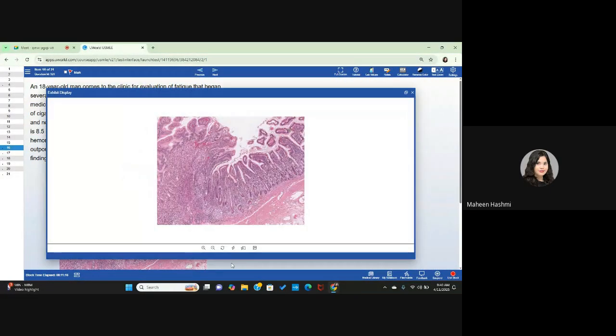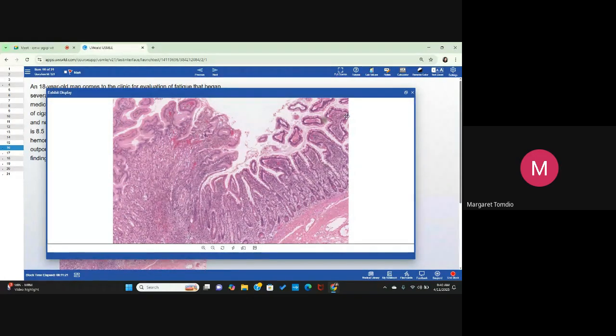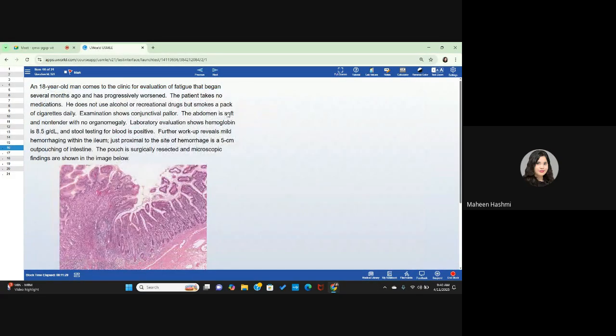Next question. What's this? Celiac disease, blunting of the villi. So we have an 18-year-old man who comes in for evaluation of fatigue. He does not use alcohol or recreational drugs, but smokes a pack of cigarettes. He has conjunctival pallor. Hemoglobin is low.